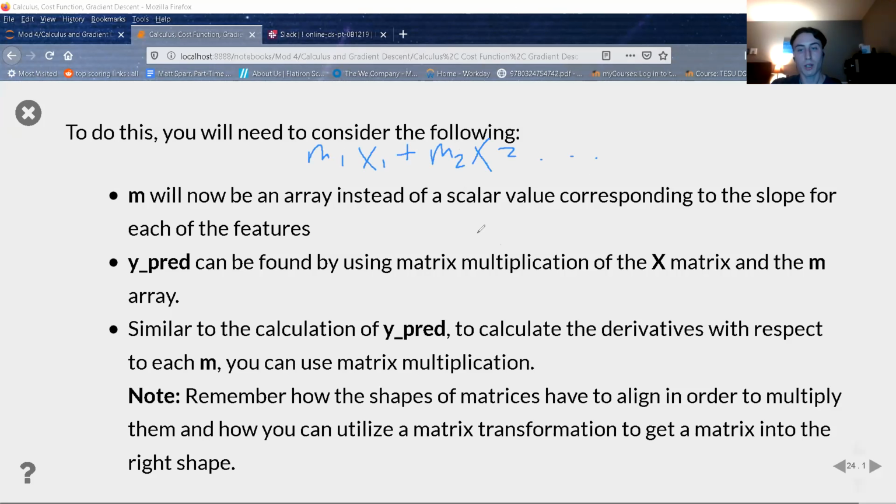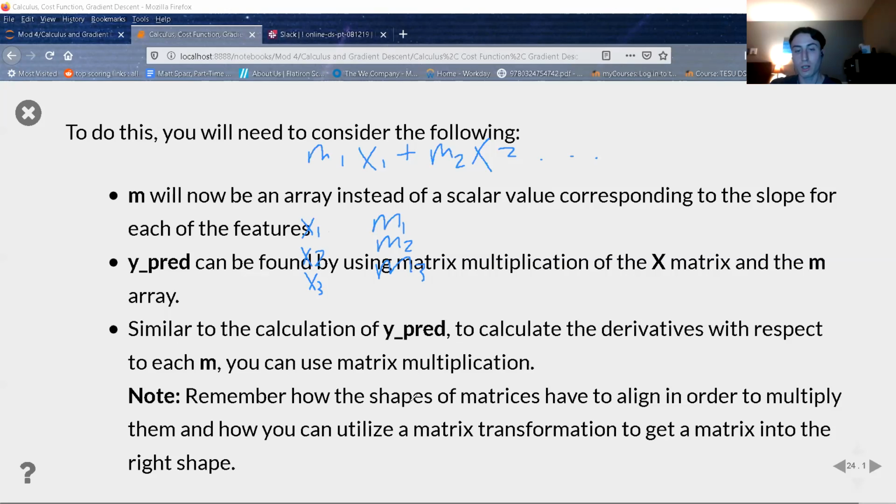When you calculate y pred, you're going to have all of your slopes in a vector, and then all of your x's in a vector or in a matrix, and so you can use what we learned Monday with matrix multiplication to calculate y pred that way, so that you don't have to do a for loop or anything. You can just multiply the 2 numpy arrays together. And similarly to that y pred calculation, to do the derivative with respect to m, since now you have multiple m's, you'll also have to do the matrix multiplication there.